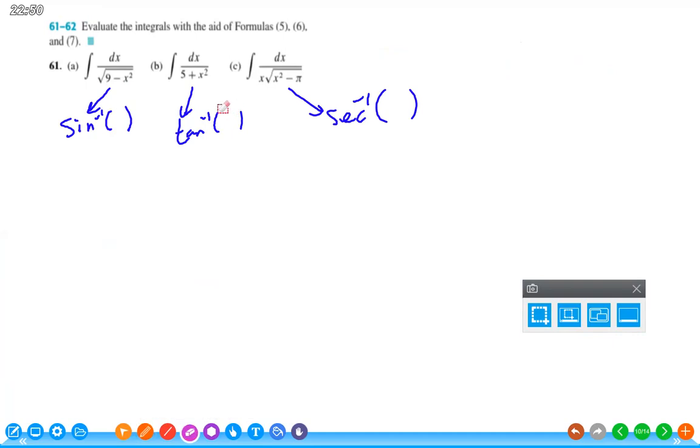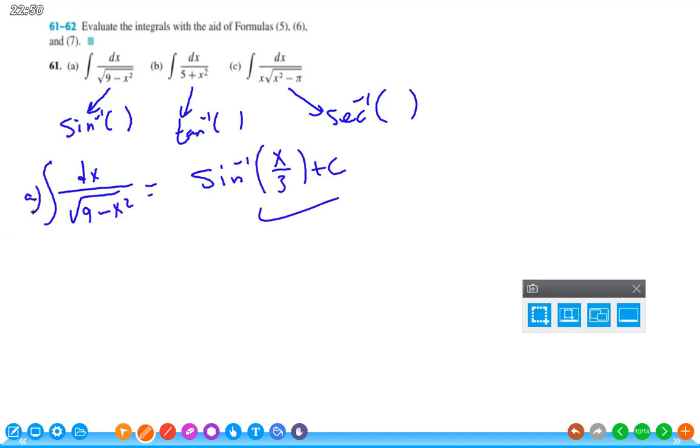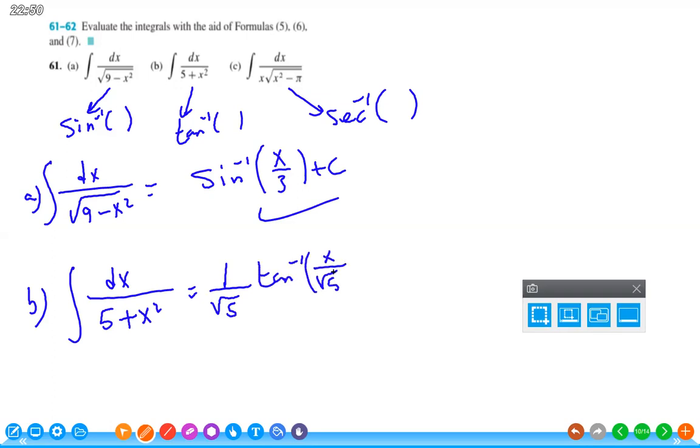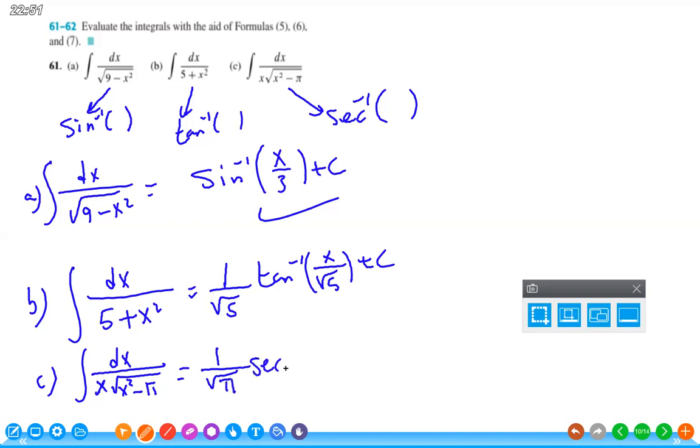Now, integration dx over radical a squared minus x squared. This is sine inverse of x over 3 plus c, part A. Part B, integration dx over 5 plus x squared. It's 1 over a, where a is the square root of 5, tangent inverse of x over square root of 5 plus c. Part C, dx over x radical x squared minus pi. This represents the secant inverse, and we need 1 over radical pi secant inverse of x over radical pi plus c.